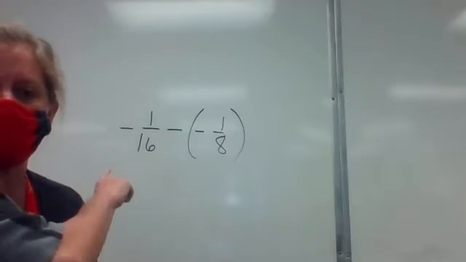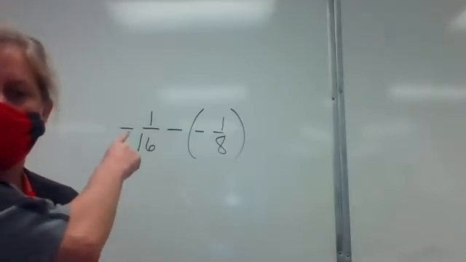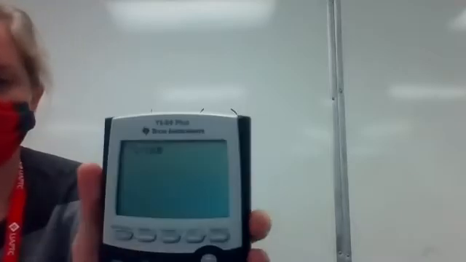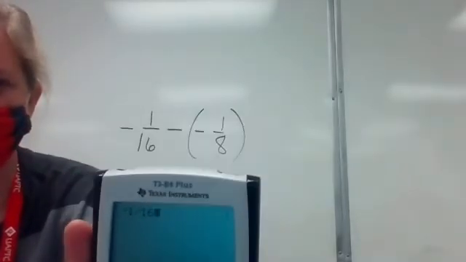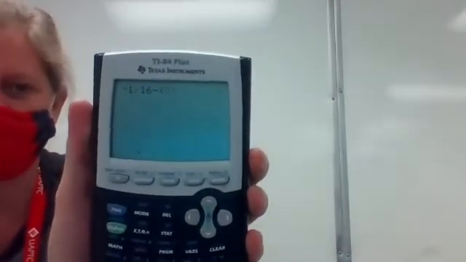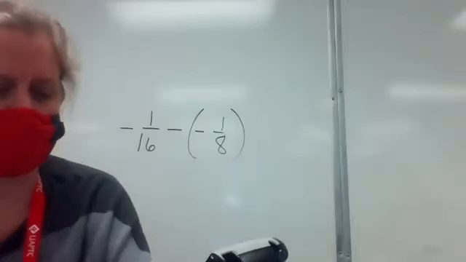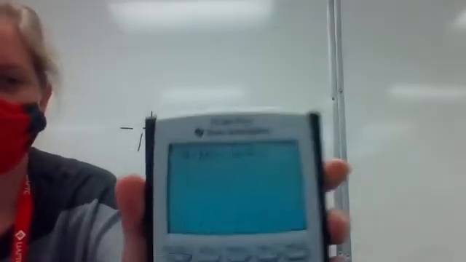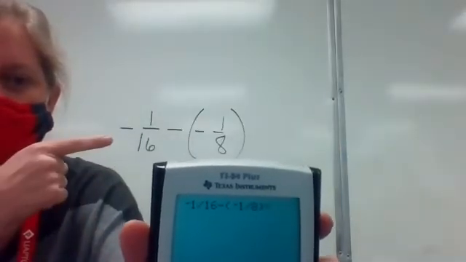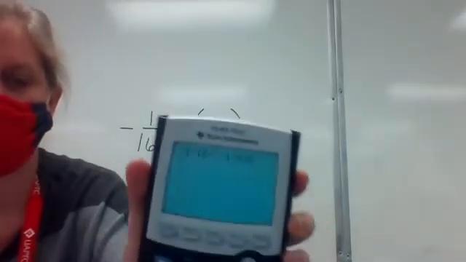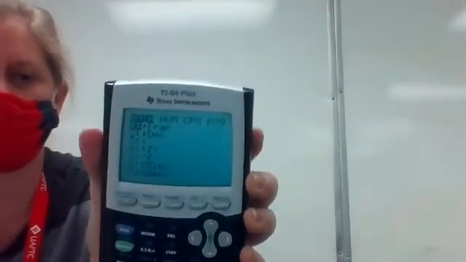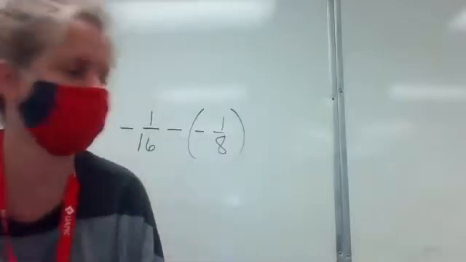And you know what? I just don't want to do that when I can make my calculator do it. So type in exactly what it says. I need negative 1 over 16. Then the minus. Then the open parentheses, and then a negative again. Negative 1 over 8. Again, calculator says the same exact thing as the board. Enter. Since it is a decimal, math, enter it to get 1/16.